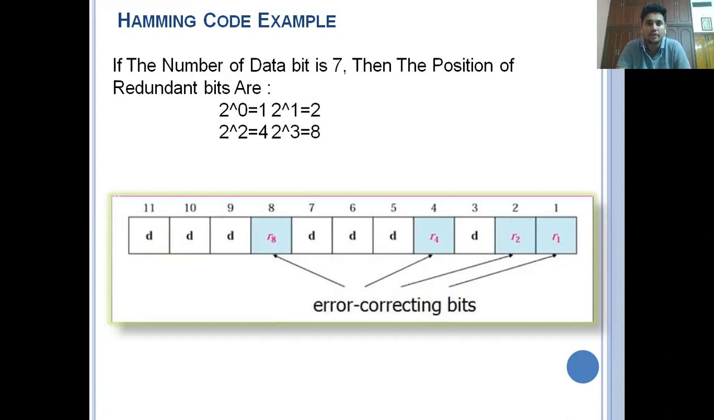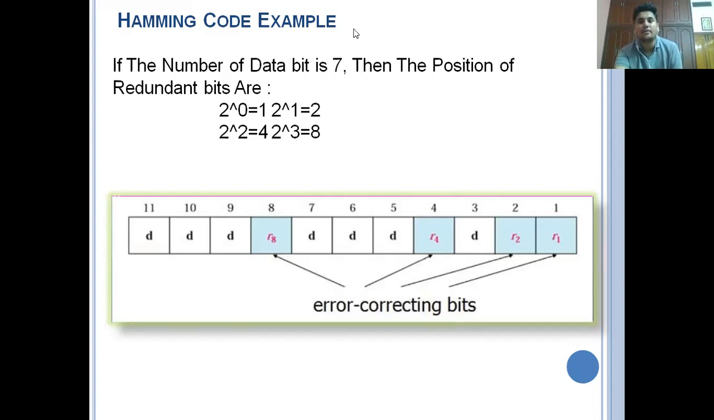1, 2, 3, 4, 5, 6, 7 and so on up to 11. In this 11, 7 bits are the original bits and 4 bits are the duplicate bits. Where we have to place the duplicate bits, which are called redundancy bits, is in the places of 2 power 0, 2 power 1, 2 power 2, and 2 power 3. There we are placing the redundancy bits.